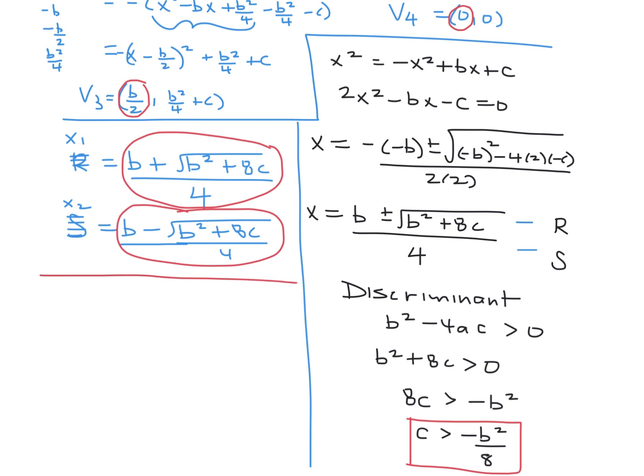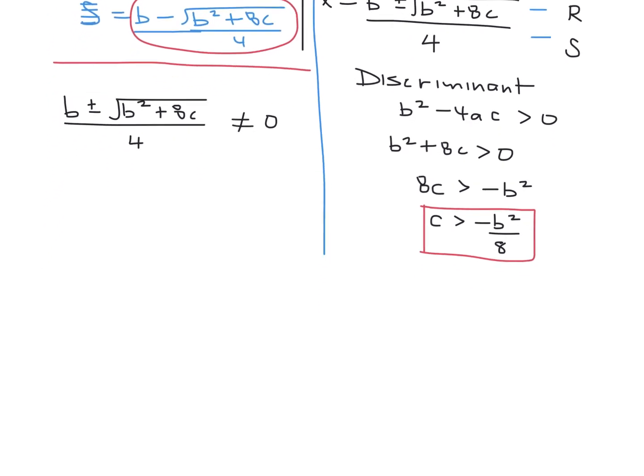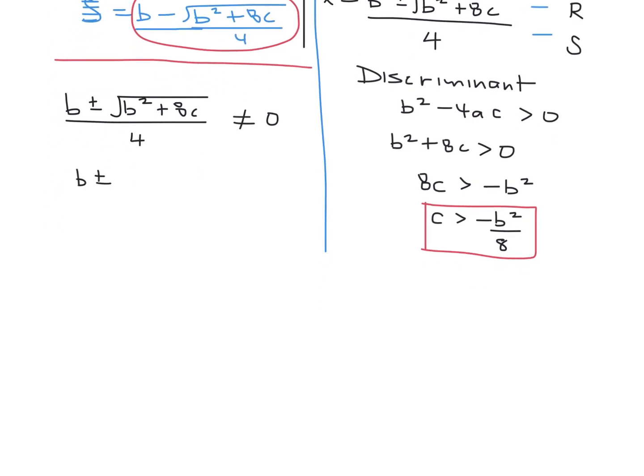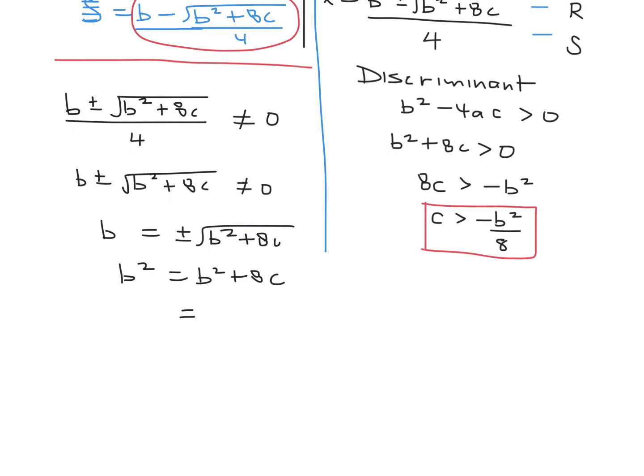So what comparison do you want to make first? I can make this comparison with 0. These with 0. So b plus or minus the square root of b squared plus 8c, all over 4, cannot equal 0. That's the first comparison I'll make. If I multiply through, this becomes b squared plus 8c equals 0, and then b equals plus or minus the square root of b squared plus 8c. Take the square root, b squared is b squared plus 8c. And therefore 8c is 0. And therefore c cannot be 0. Okay, so that's my other condition.